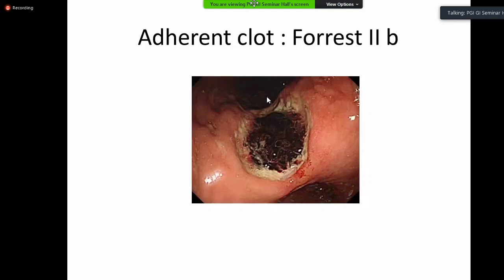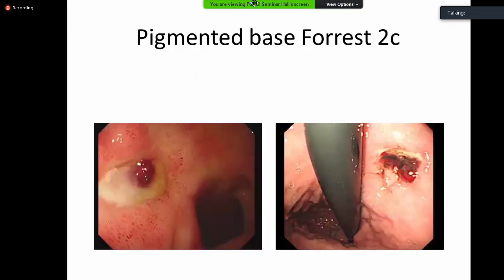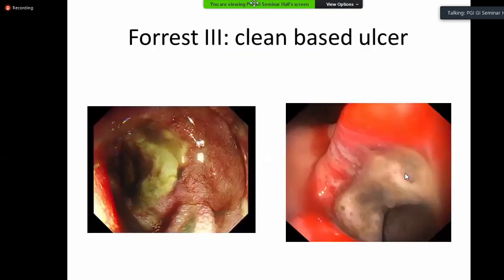So the initial endoscopic appearance will be for S2B. If you wash the clot and are able to remove it, then it depends what you see underneath. It may be just a pigmented spot, which will be for S2C, an ulcer with a pigmented spot at the GE junction seen from below. Then a clean-based ulcer, this is for S3.